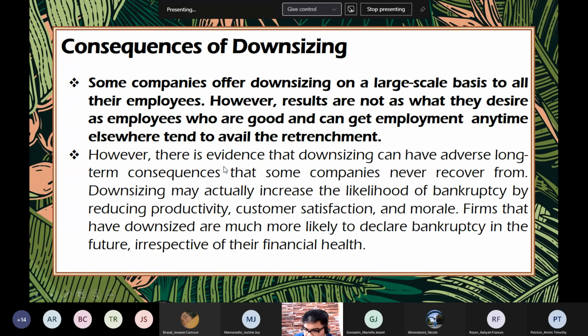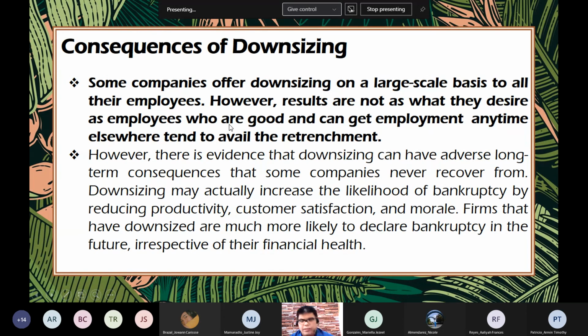No? However, there is evidence that downsizing can have adverse long-term consequences. Downsizing may actually increase the likelihood of bankruptcy by reducing productivity, customer satisfaction, and morale. Firms that have downsized are much more likely to declare bankruptcy in the future, irrespective of their financial health.